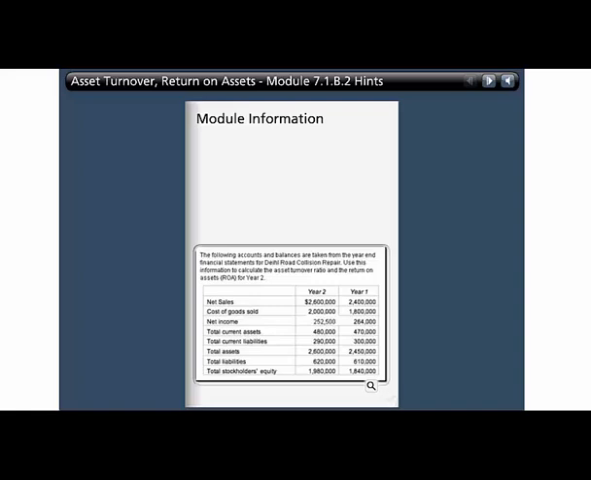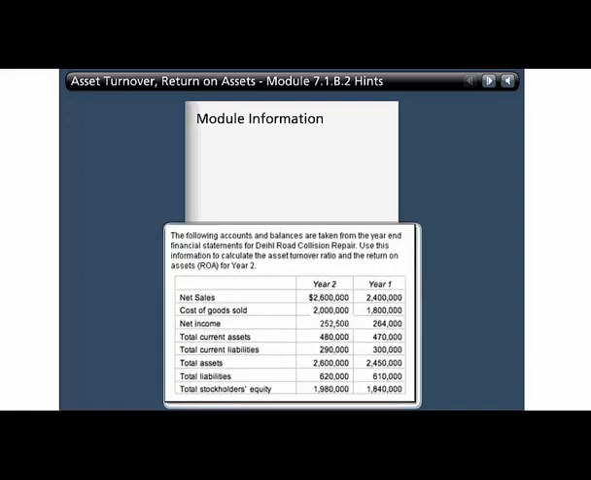Okay, let's spend a moment and explore how we would calculate asset turnover and return on assets. So let's assume you're given the following information. This is for Delhi Road Collision Repair. Expand that for you so you can see it.